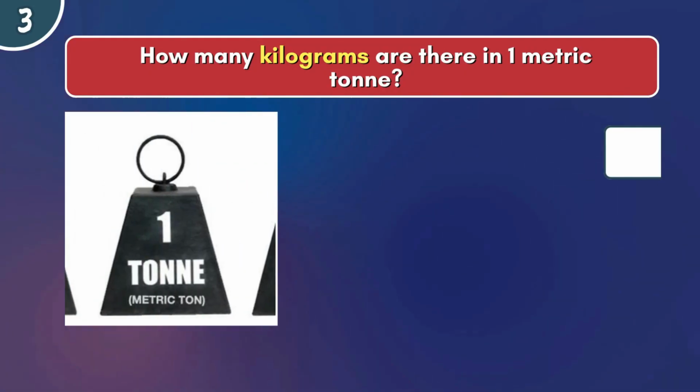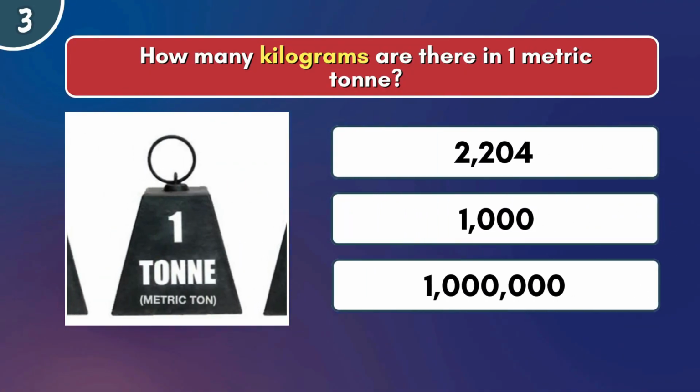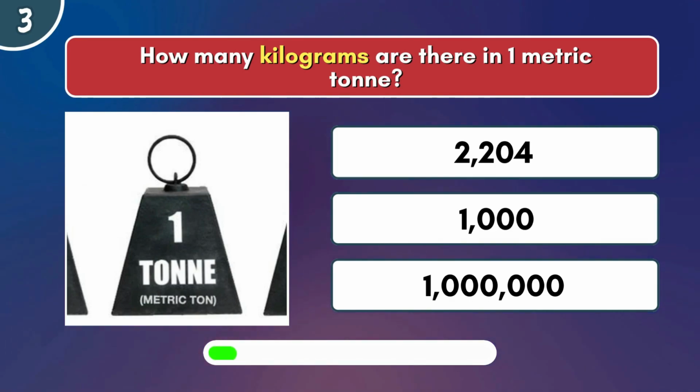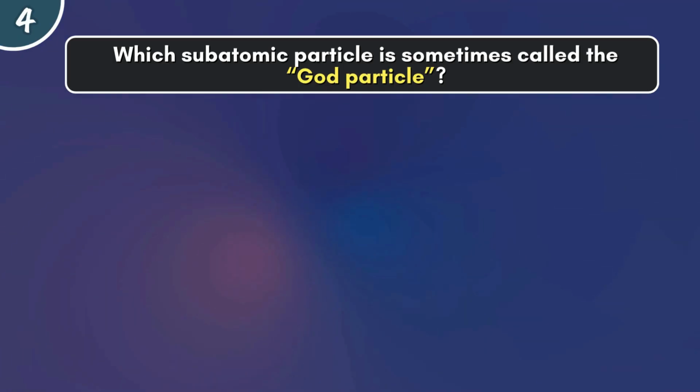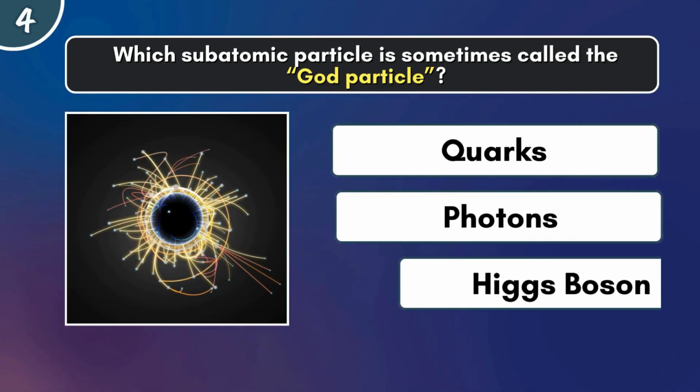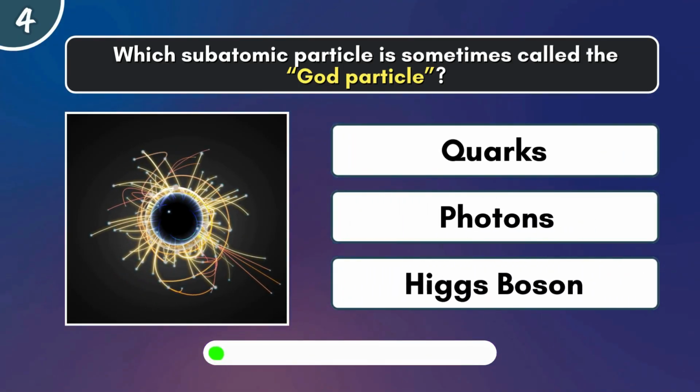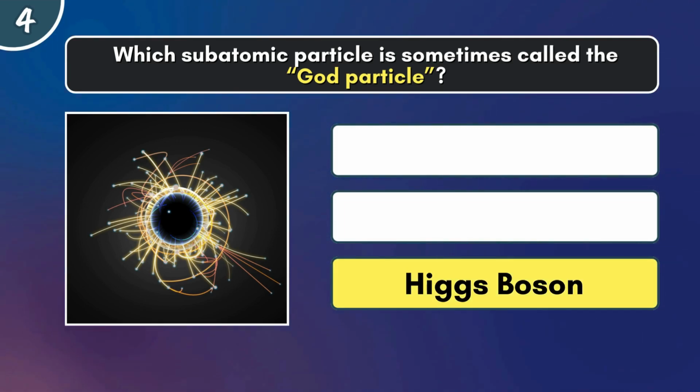How many kilograms are there in 1 metric ton? 2,204, 1,000, or 1 million? It's 1,000. Which subatomic particle is sometimes called the God particle? Quarks, photons, or Higgs boson? It's Higgs boson.